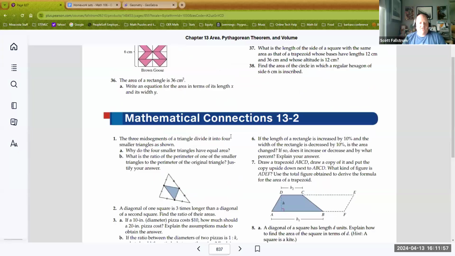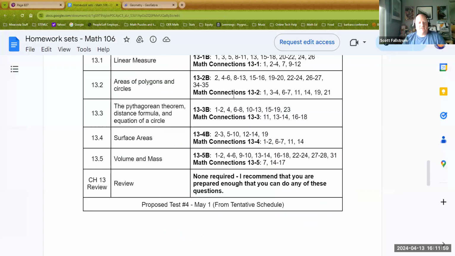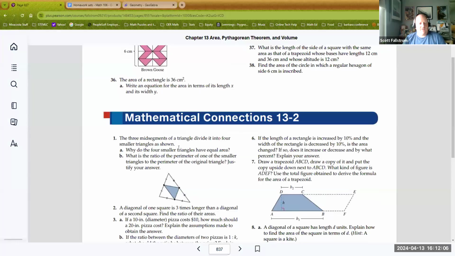Hey students, jumping into the MCs from 13-2. If you take a look at the list, it's 1, 3 to 4, 6 to 7, and then a couple singles. So we'll do 1, 3 to 4.